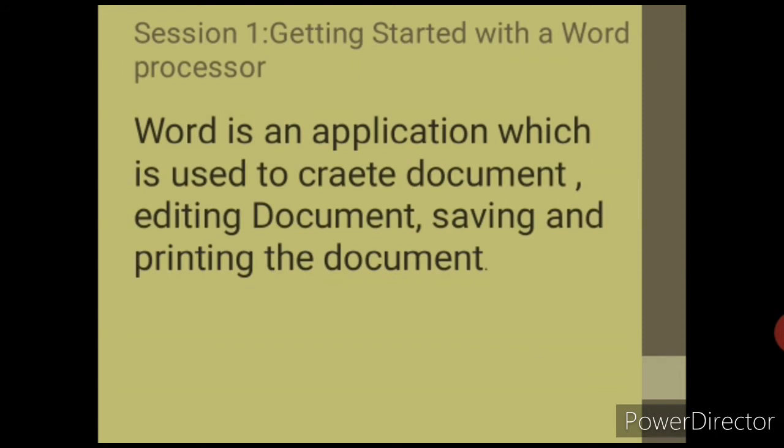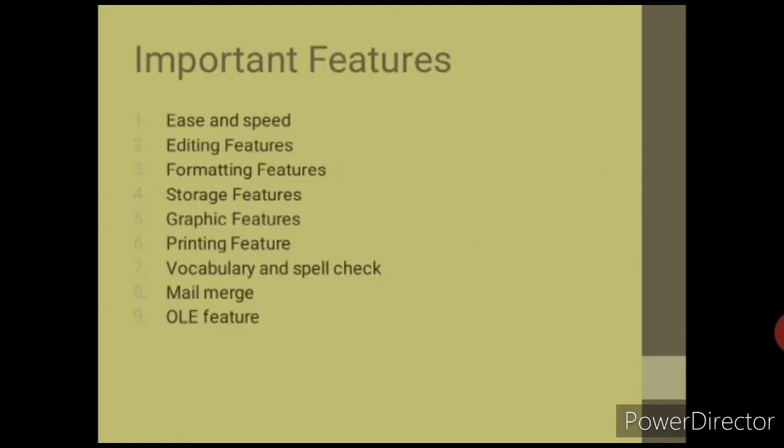What is the basic use of a word processor? Word is basically an application which is used to create your documents, edit your documents, save and print your documents, right? Whatever paragraph or letter you want to write in Word, you can easily edit that, you can easily print it, right? So Word is basically a document processor.